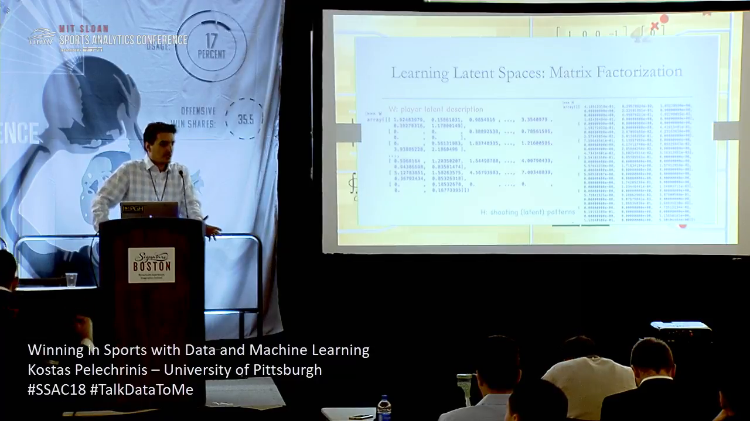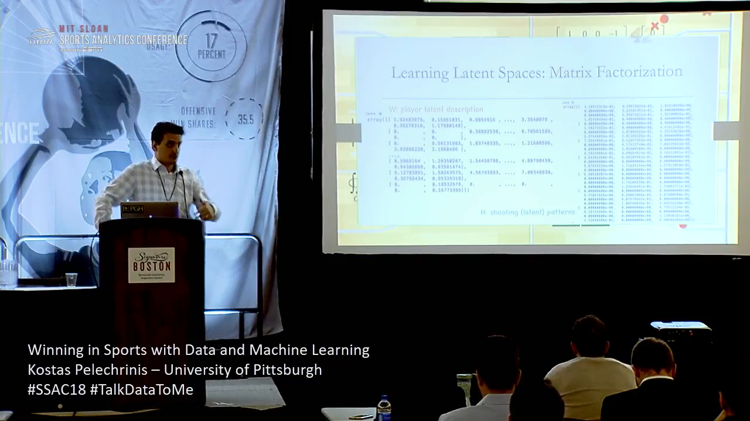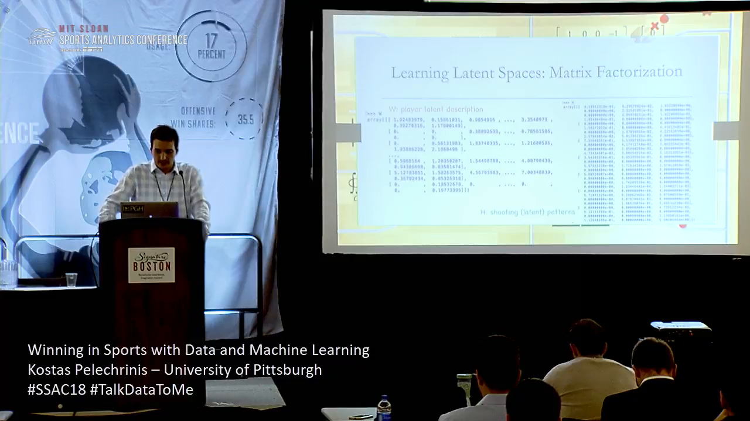So this is how it will look like. Matrix W will basically be a matrix where the number of rows is equal to the number of players, and the number of columns is equal to the number of patterns that you are looking for, whereas matrix H will have number of rows equal to the number of patterns you are looking for, and number of columns will be the original dimensionality.